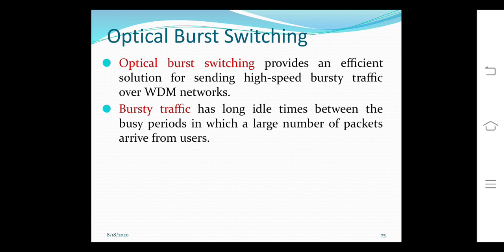Bursty traffic has long idle times between the busy periods, in which a large number of packets will be arriving in the transmitting path from the users. So it will have higher data to be transmitted. If you are suddenly receiving bulky packets from a number of users, you call that bursty data. That is bursty traffic. Traffic resembles the data that is going to be accumulated in the channel.